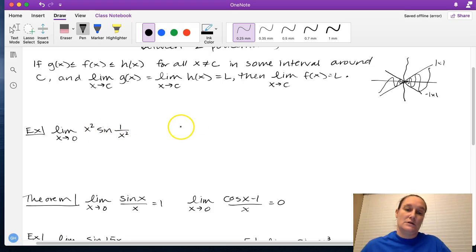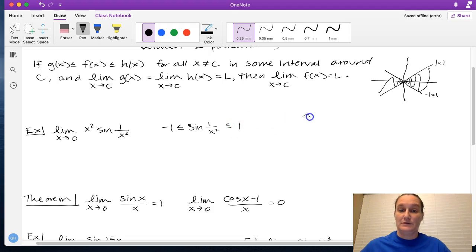Sine and cosine are always between negative 1 and 1. So negative 1 is less than or equal to sine of 1 over x squared, which is less than or equal to 1. This is true for all x. Sine is trapped between negative 1 and 1. That's just what it is.